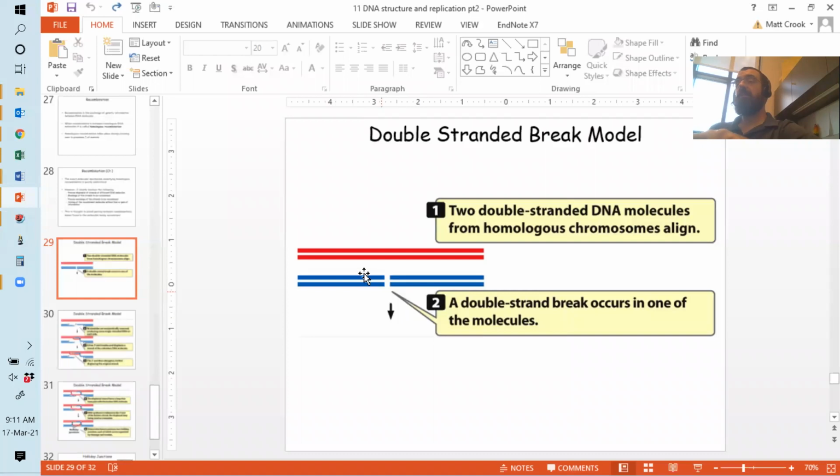So if your cell is in the process of dividing and you have an identical copy to match this broken strand to, you can actually fix this, and you can fix it very, very well, by homologous recombination. But typically when we talk about homologous recombination, we talk about it in the context of meiosis, because that's when it always occurs.